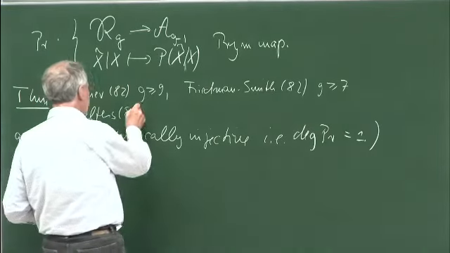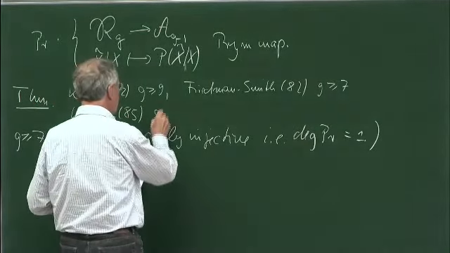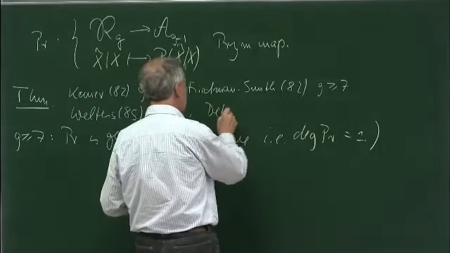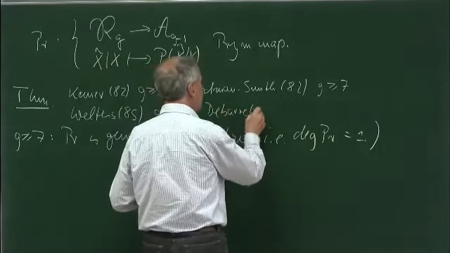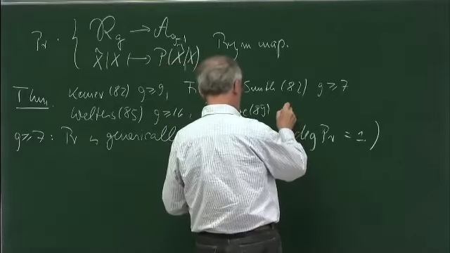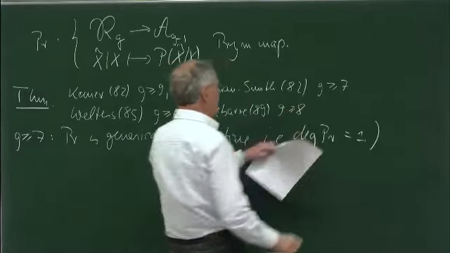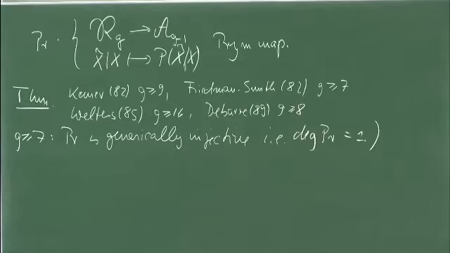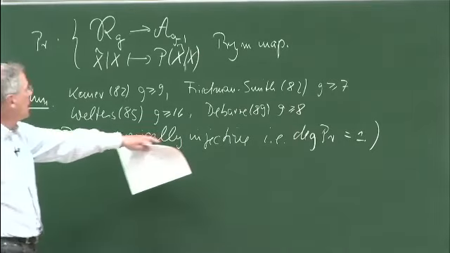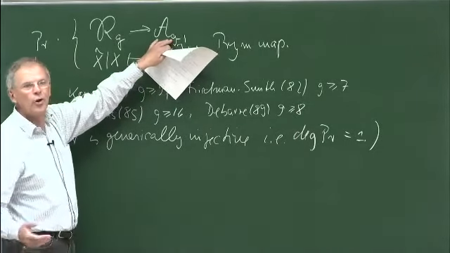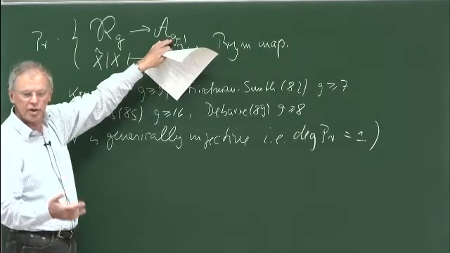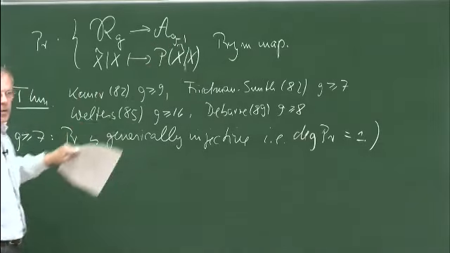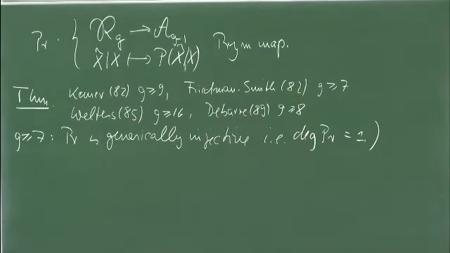Welters in '85 proved this for g greater or equal to 16. And then finally, Debarre in '89 proved this for g greater or equal to 8. And those two proofs are constructive, meaning if you start with an abelian variety here, and you know that it comes generically from the image, then you can reconstruct the double covering.